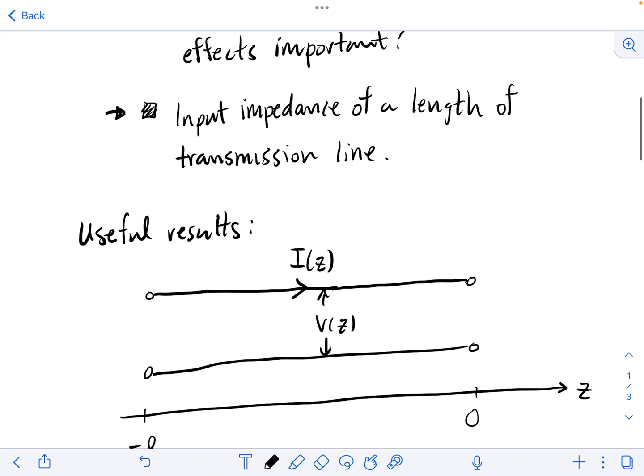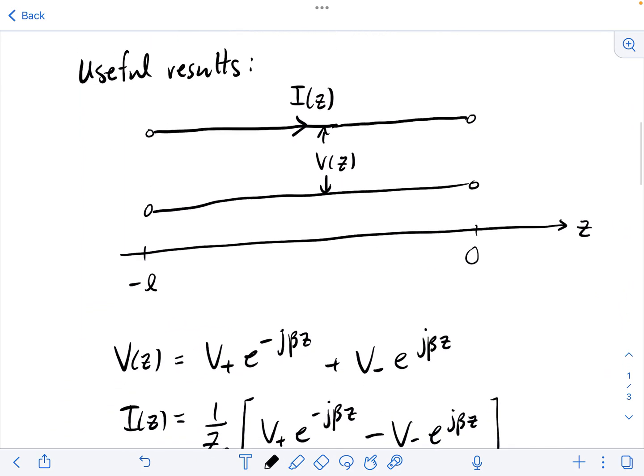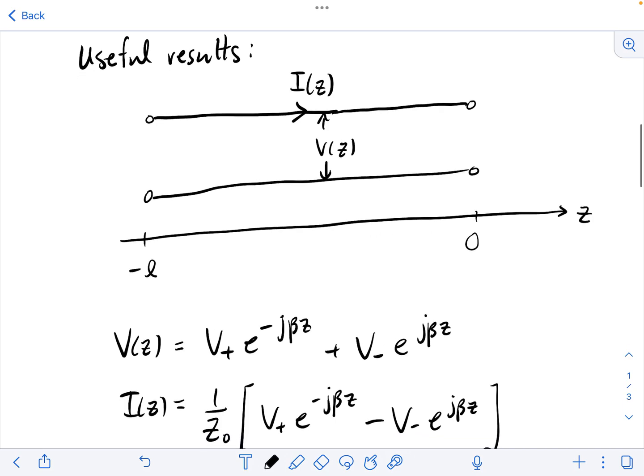To achieve these two goals, I'd like to just summarize a couple of the useful results that we've gotten from some of the previous videos. Let me just remind you of the geometry. We have a length of transmission line of length L, and there's a z-axis along the length of the transmission line, and we've chosen 0 to be at the right hand side of the transmission line, and at the left end we've set z equal to minus L.